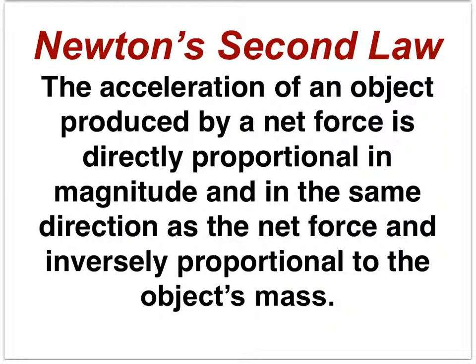So Newton's first law said if an object is at rest or at constant velocity, it will stay that way unless acted upon by an outside force. Newton's second law says this is what happens when that outside force acts on it. The acceleration of an object produced by a net force is directly proportional to the magnitude and the direction of that force and inversely proportional to the object's mass.